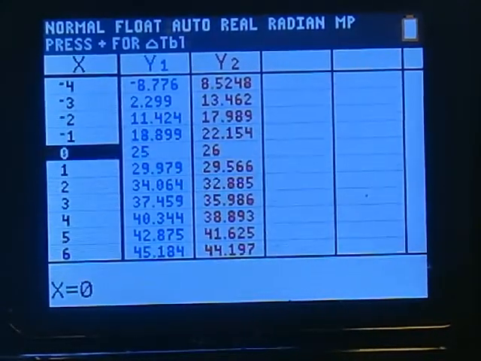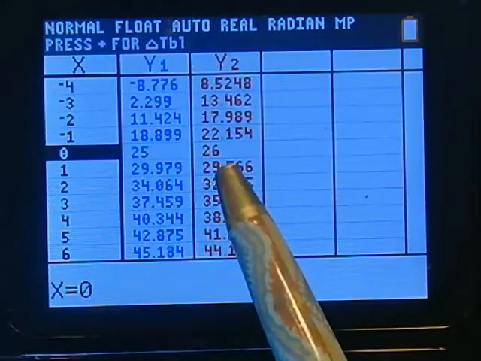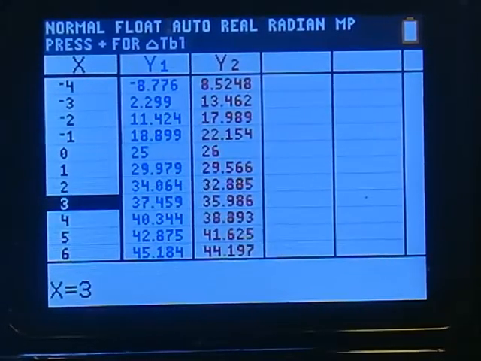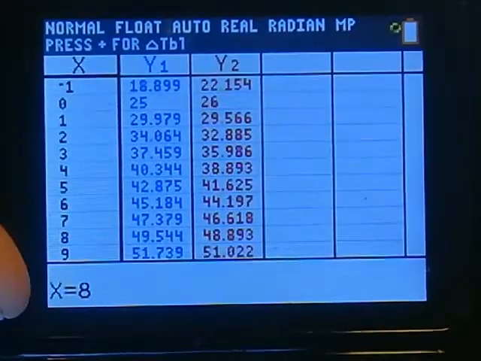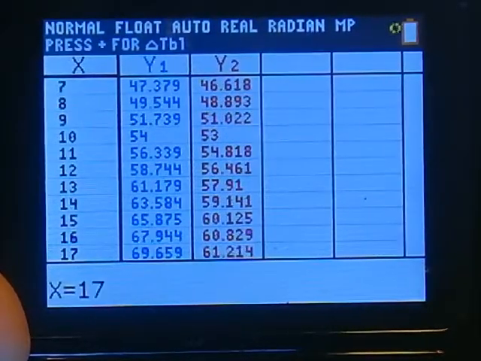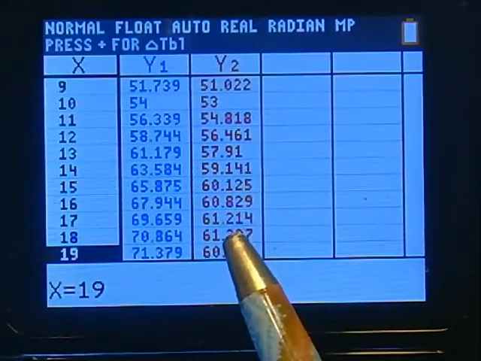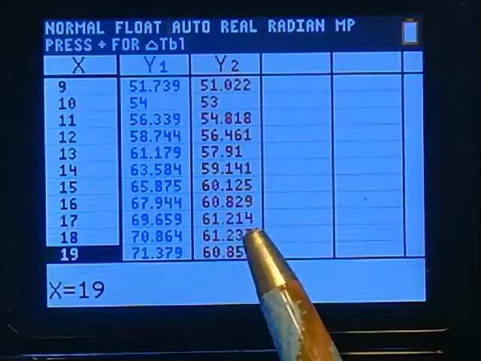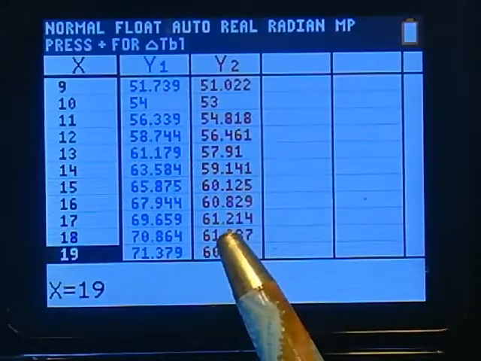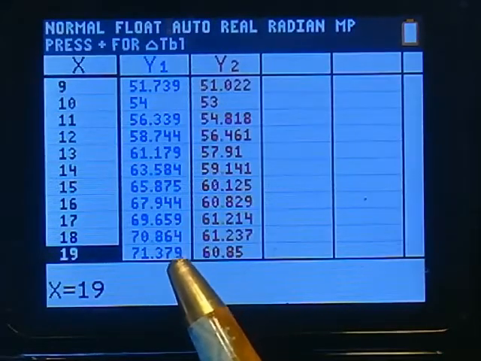So it says that at year 0, when somebody's born, boys are typically 25 and girls are 26. That's a little bit high, and as we get a little bit older, let's go up to year 18 and see what happens here. In year 18, it looks like boys have kind of topped out right there, which is kind of what we figured.